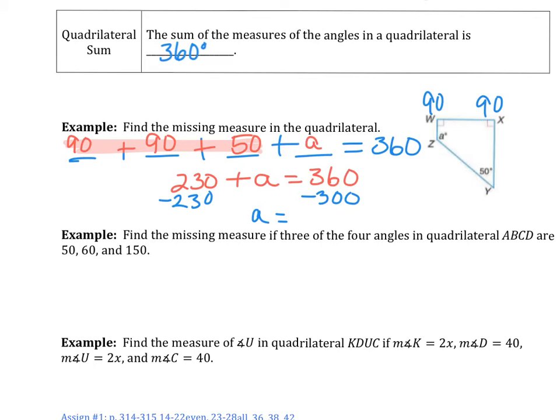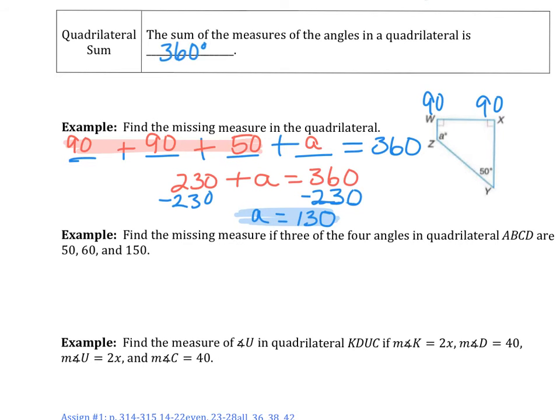Helps if I write 230. Subtract 230 from 360, and I get A is equal to 130 degrees. So that's how we find the measure of angle A. We would set up that equation, give yourself some blanks like we did with our triangles: angle 1 plus angle 2 plus angle 3 plus angle 4 is equal to that 360.